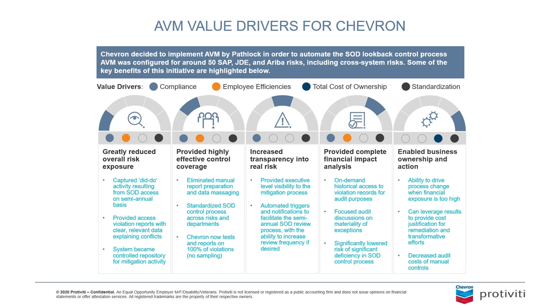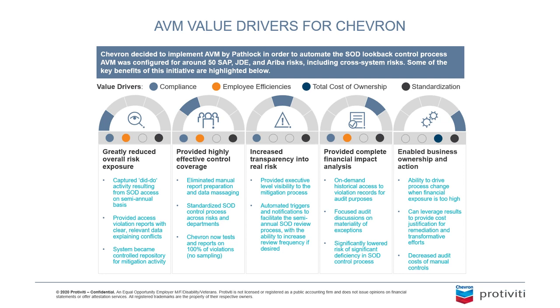You can actually associate a dollar value with the majority of those, right? So anytime there's an actual transactional element involved that involves a dollar figure, for example, updating a vendor master record and then paying the vendor, there's a dollar figure associated with that payment that can be quantified and ultimately aggregated up to show your overall SOD financial exposure. So these were all some of the key drivers, probably for any organization that's going to do an AVM type project, but certainly for Chevron.